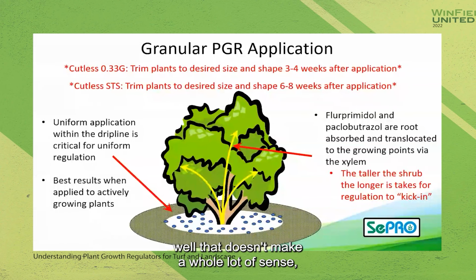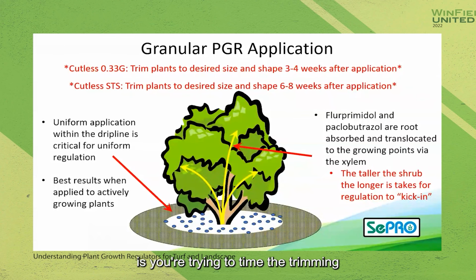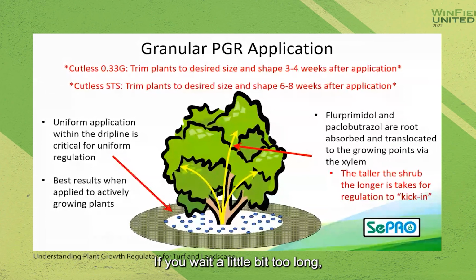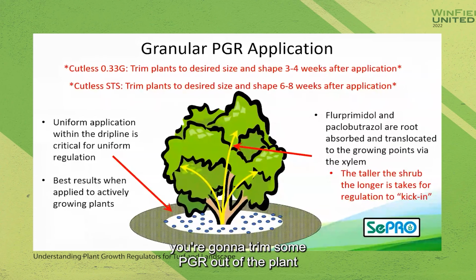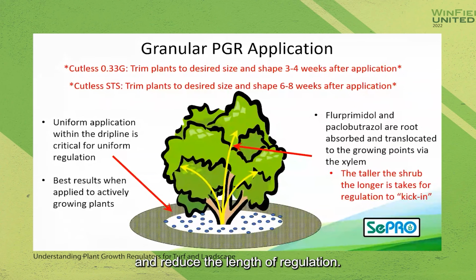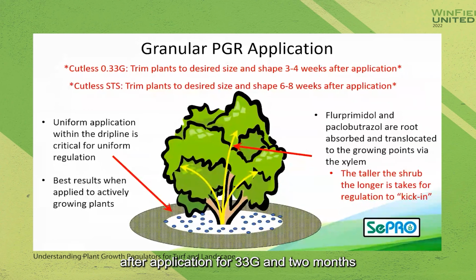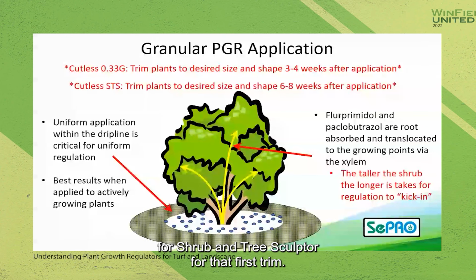And you're thinking, well, that doesn't make a whole lot of sense, but what you're trying to do is time the trimming when that PGR kicks in. Because if you make the application and then you trim, or you trim and then make the application, you're going to have some growth prior to that PGR kicking in. If you wait a little bit too long, you're going to trim some PGR out of the plant and reduce the length of regulation. So you want to target, let's say, 1 month after application for 33G and 2 months for Shrub and Tree Sculptor for that first trim.